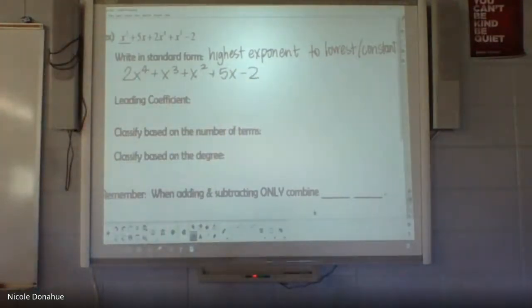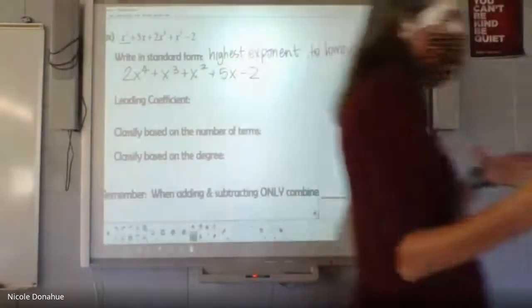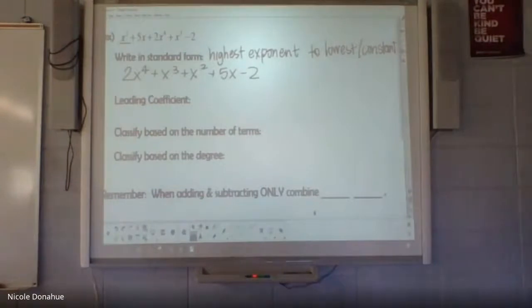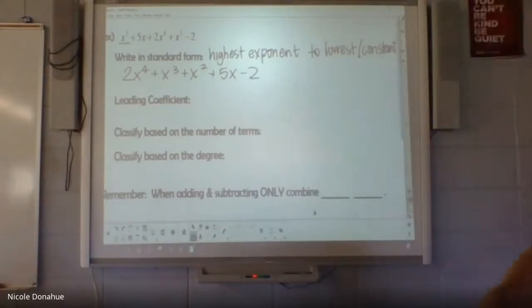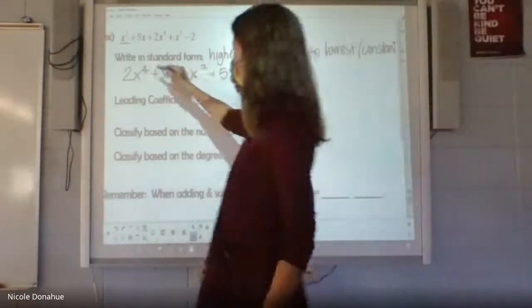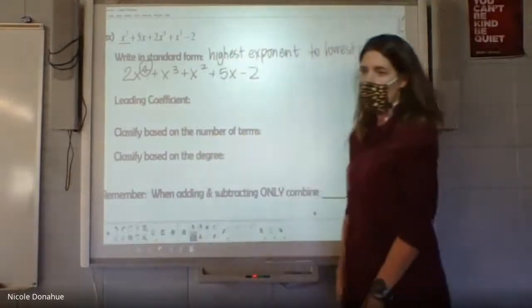So that'd be considered standard form. That way everybody's answer looks the same. It's just a standard way to write things, kind of like putting something in alphabetical order, but in math. So 2x to the fourth is first because the power is bigger, that exponent.